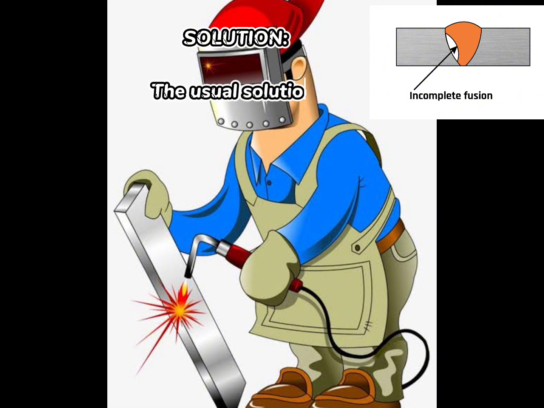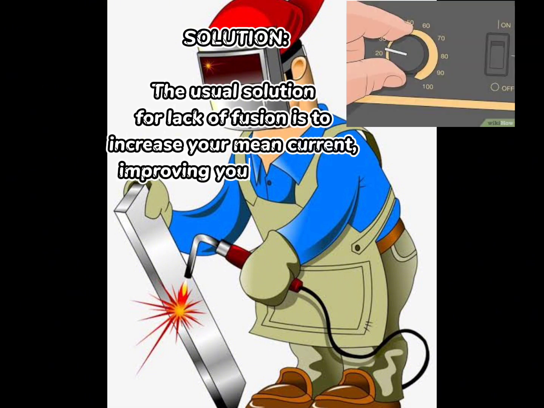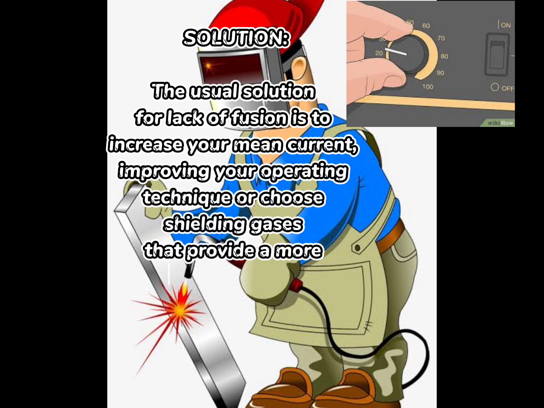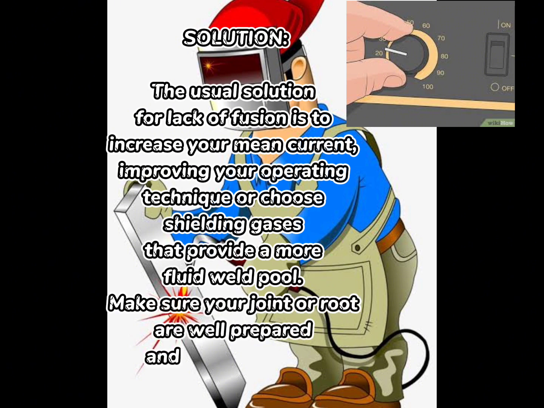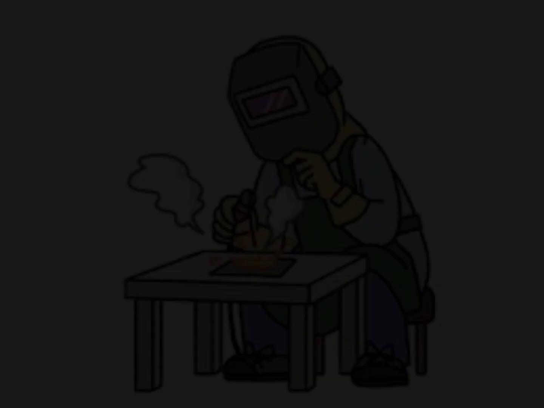Solution. The usual solution for lack of fusion is to increase your mean current, improve your operating technique, or choose shielding gases that provide a more fluid weld pool. Make sure your joint or root are well prepared and not too narrow to weld evenly.